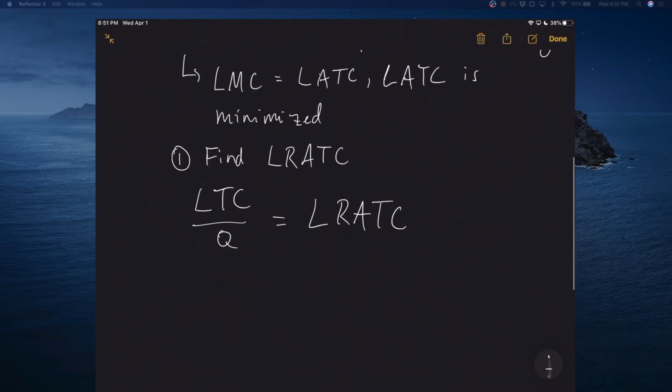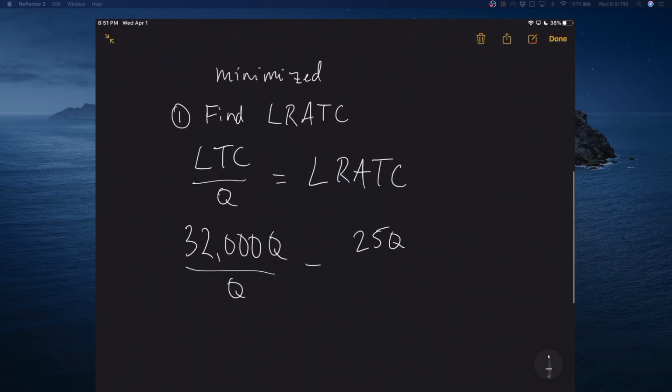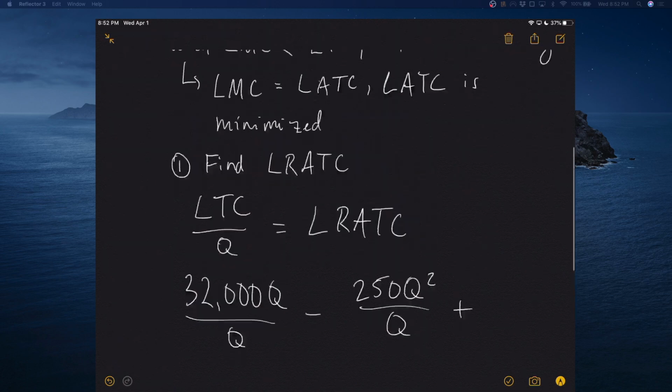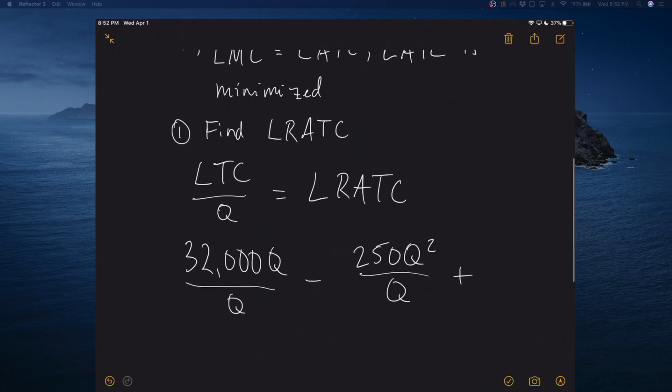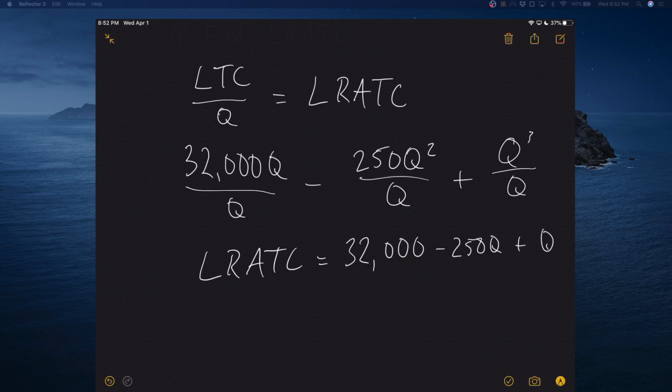And so we have 32,000 Q over Q minus 250 Q squared over Q plus Q cubed over Q. So our long run average total cost is equal to 32,000 minus 250 Q plus Q squared.